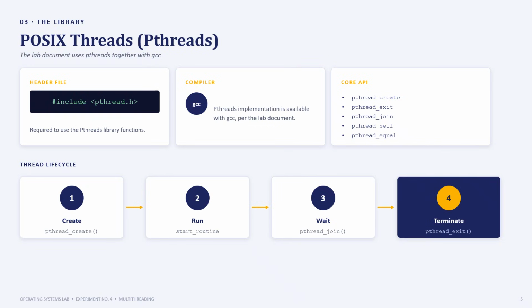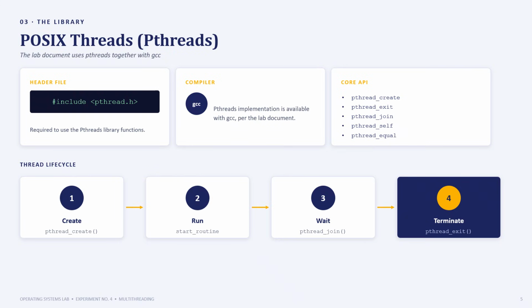Now let us come to pthreads, that is POSIX threads. This is a library we are going to use in our C program. First, the header file. We must include pthread.h at the top of our program like this. #include <pthread.h>. This header file is required to use all the pthread functions. Second, the compiler. We are using the GCC compiler, and the good thing is the pthreads implementation is already available with GCC. You don't need to install anything extra.